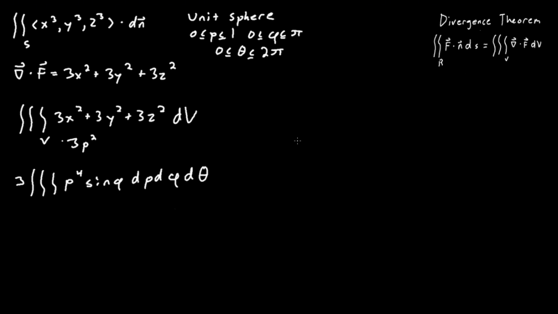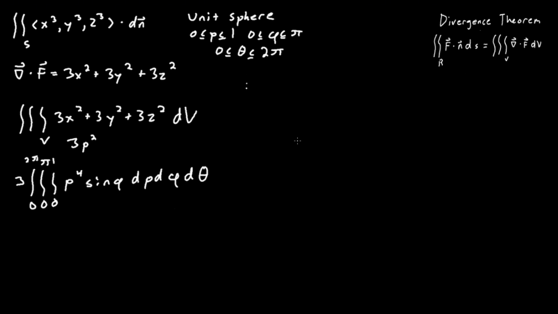Again, we factor out the 3 here. That's why there's a 3 out here. And we should just set the bounds in accordance to whatever order we integrate. So rho is 0 to 1, phi is 0 to pi, and then theta is 0 to 2 pi. So all we have to do is solve for a triple integral.